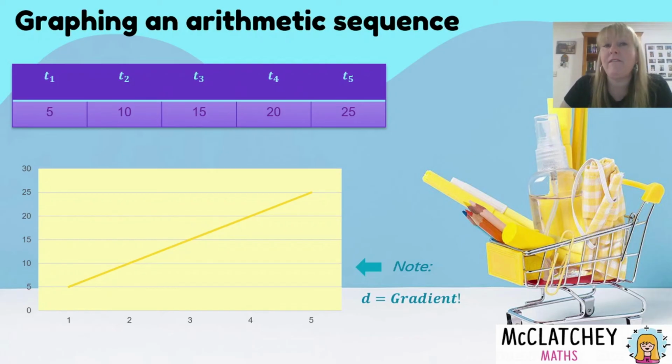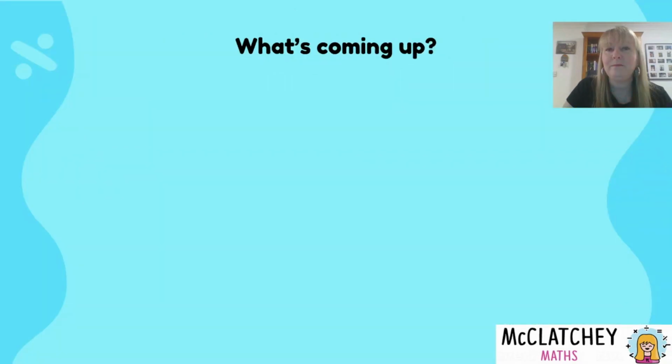Now you notice that this went up in 5s, and that was our common difference of D. Something important to note is that the gradient of a straight line is equal to the common difference. We're rising 5 and we're running 1. So for every term that we increase by 1, we're actually going up in 5s. And that's where we get our gradient from. So if you're ever given a situation in an exam where you've got a graph where you see straight line increase or straight line decrease, you know that it's following an arithmetic sequence. And we can see straight off that graph what our first term is, and using the gradient we can find the common difference.